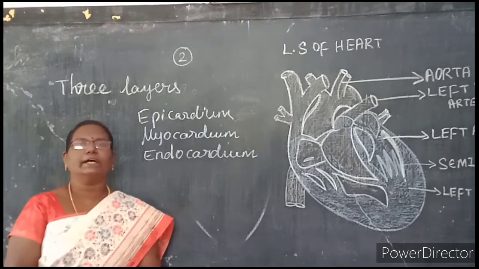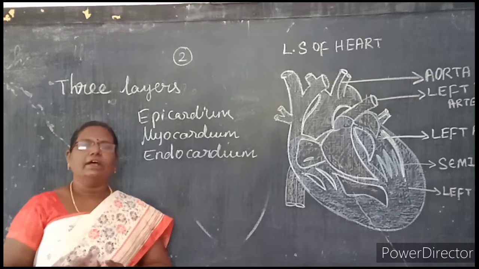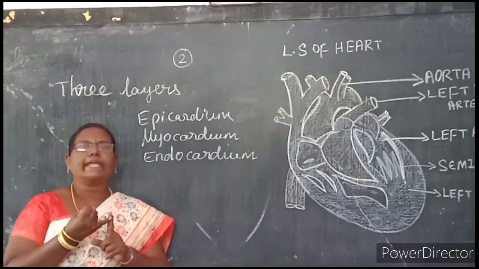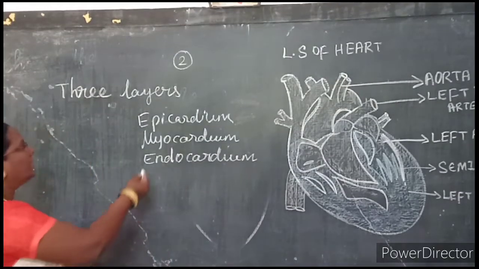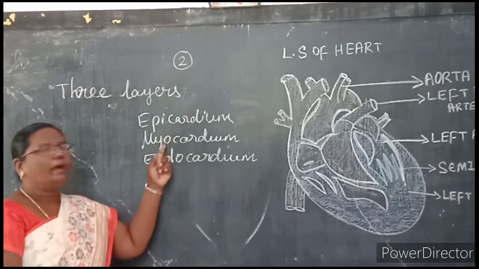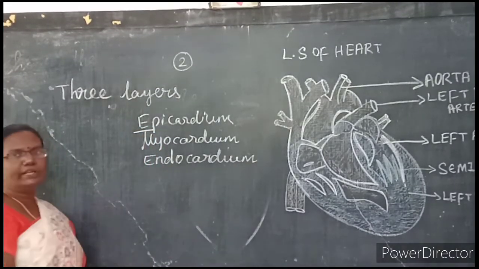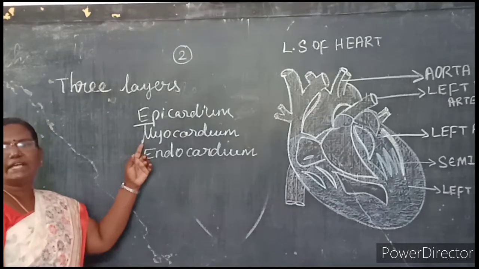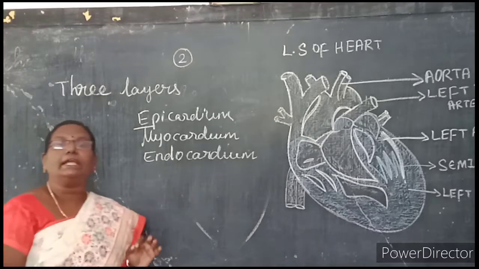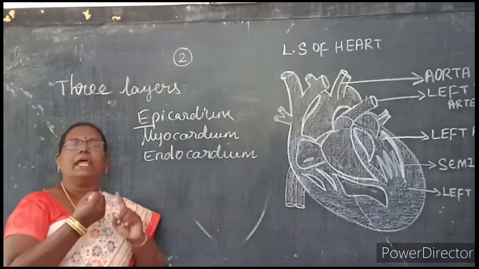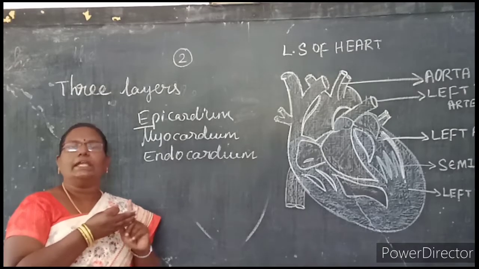Next we learn about the layers of the heart. The heart wall is made up of three layers. First one is the epicardium, second one is the myocardium, third one is the endocardium. So what are the three layers of the heart? Epicardium, myocardium and endocardium. So epi means what? Outer. Myo forms the middle layer. And endo means what? Inner layer. So the first one is the epicardium, the second one is the myocardium, and the inner one is the endocardium.